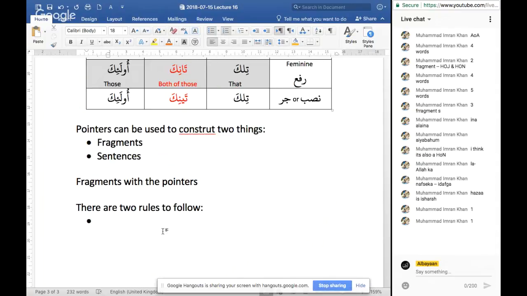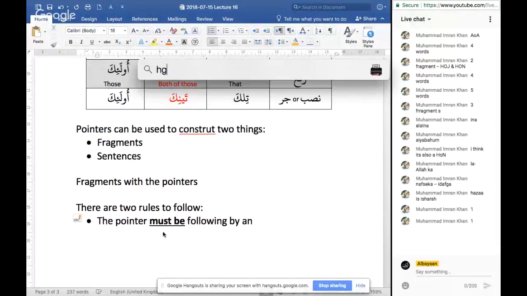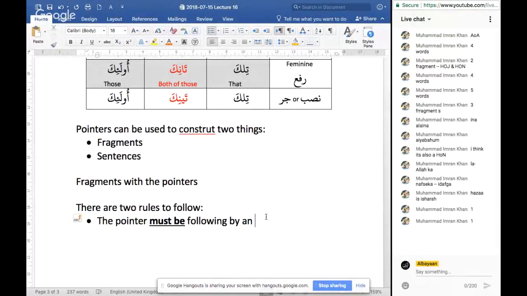Okay. So rule number one: the pointer word must be followed by an al. If you see a pointer word and it is followed by an al, then it's highly likely that it is a pointer fragment. I'll give you some examples in a bit, okay? That's rule number one. As soon as the pointer word comes, the next word after it will have an al on it.